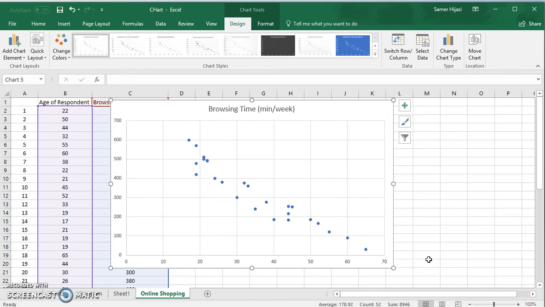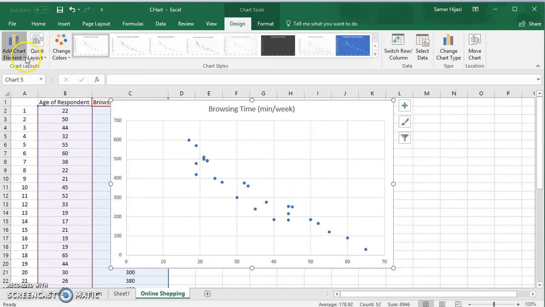Now, we can just examine the chart to see that, yes, there is a relationship. And it looks like the relationship is linear, because I can draw a line here that's close enough to most of these points. And this line, we call it the line of best fit. And I can tell that the relationship is decreasing, which means the older the person is, the less time he or she spends browsing online. The younger he is, he spends more. So as people get older, they tend to spend less time browsing online.